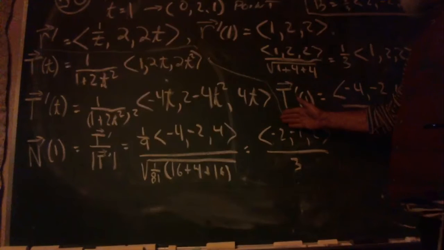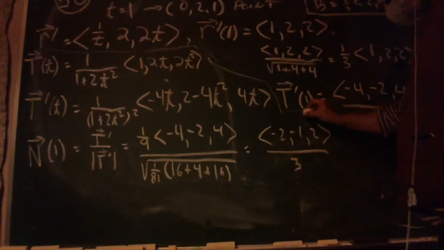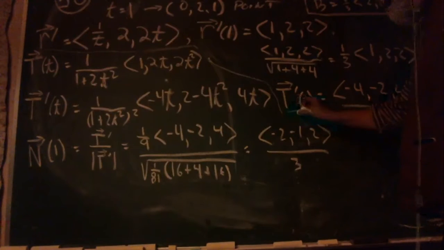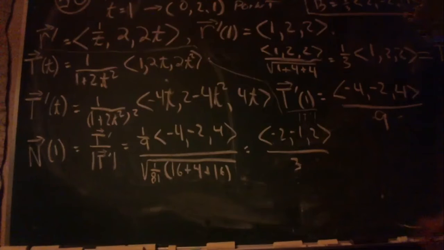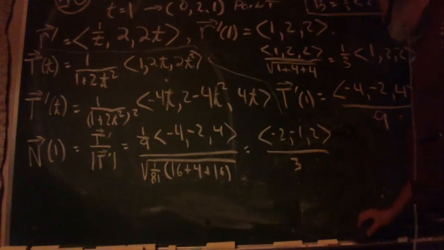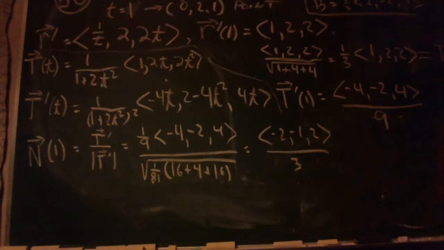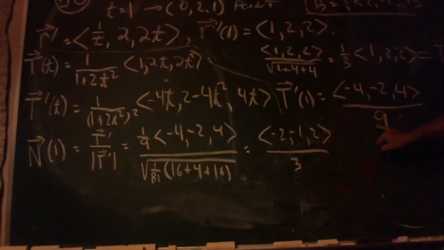There's a dividing line here because I did T prime of 1, and I did T prime of 1 divided by the length of T prime, because there's a 9 here. Wait, no, because that 9's there because of the quotient rule. All right, I'm okay. This makes sense. Because you put in a 1, you get a 1/3 squared as a 1/9. So that's my T prime of 1, this guy here.